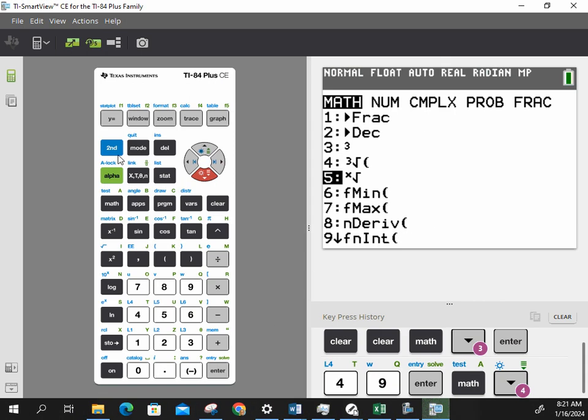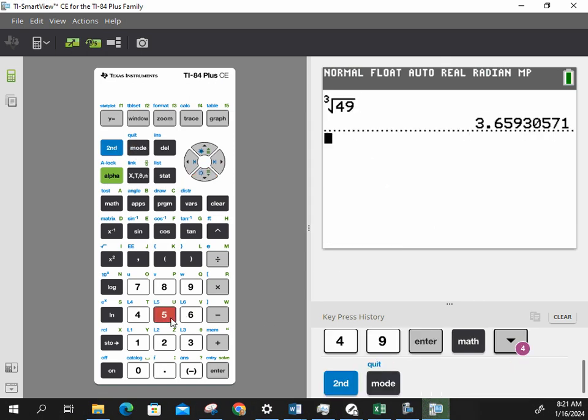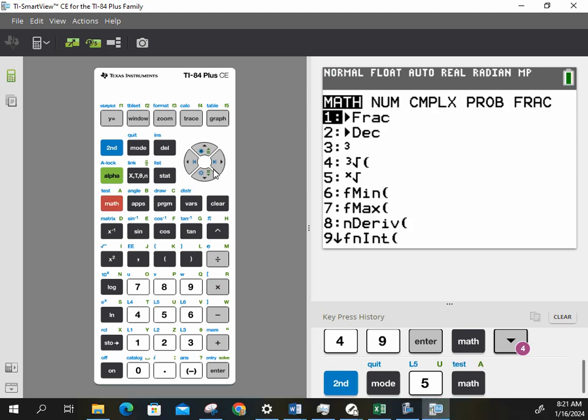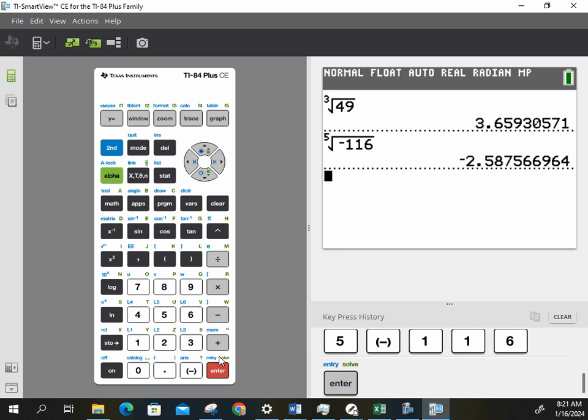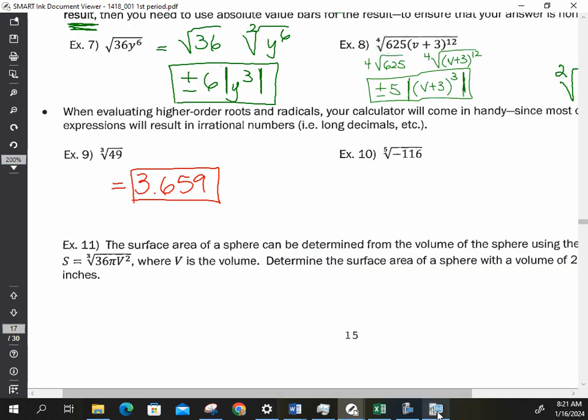So what you'll do first, press the number 5 because you want the 5th root. Hit Math. Go down to the X root key. Notice that it puts the root up there for you. And then type in negative 116. And it gives you your value. Negative 2.588.